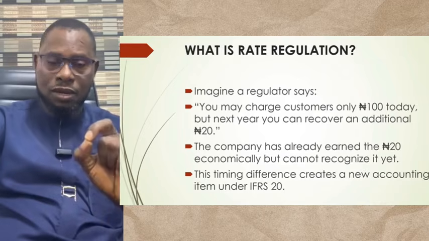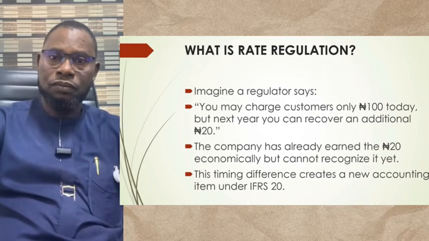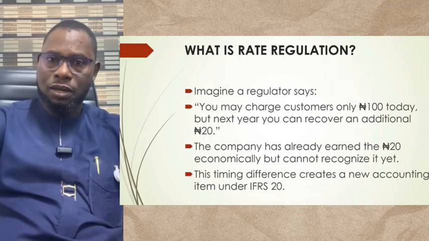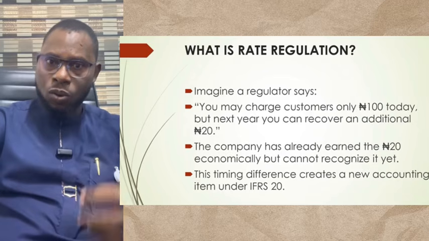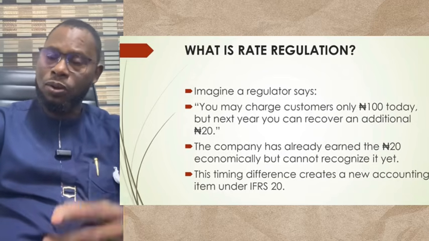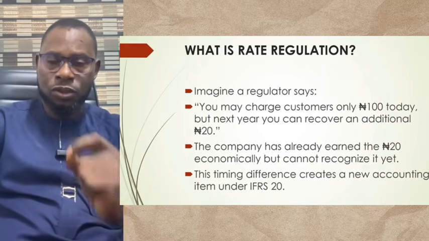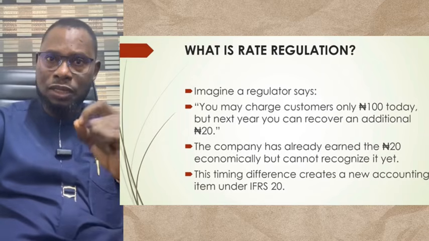IFRS 15, revenue from contracts with customers, would allow you. It says you have earned it, in line with the accrual concept. You have already earned it, but you cannot recognize it, because there's a regulator in between. Because of that, it creates what we call a timing difference.